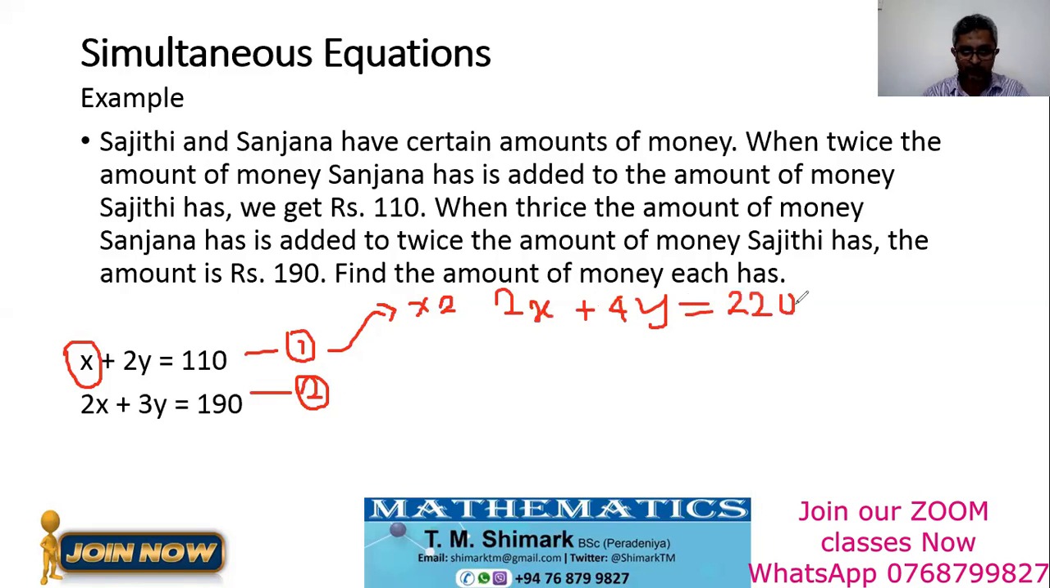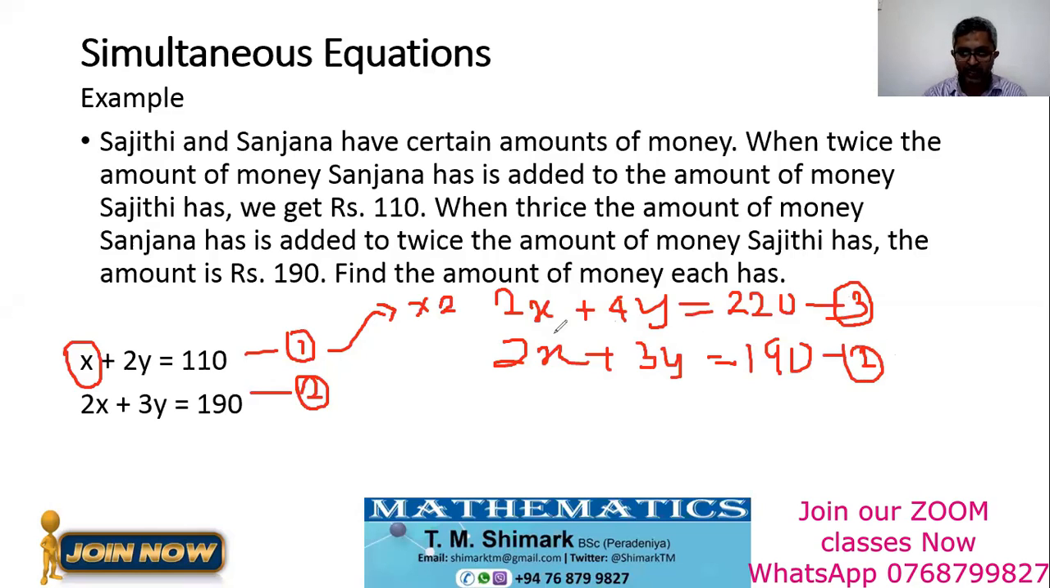The second equation, this will become my third equation, right? So I'll just write down the second equation here: plus 3y equals 190. If you ask why I multiplied the first equation by 2, it's because here 2x, I can get rid of 2x. What I was telling initially, I don't want two unknown factors, I want only one unknown factor. So this is equation number 2.